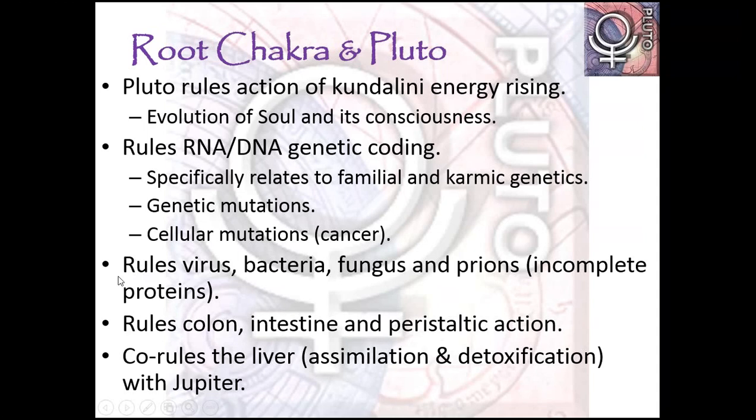Pluto, rulership of all virus, bacteria, fungus, and prions. Prions are those incomplete proteins, and this is also coming from my world of energetic balancing. The most common prions we know are mad cow disease, scrapie in sheep, and chronic wasting disease. We know it in the animals, and this is where prions accumulate in the brains of these animals, and they kind of go bonkers. Remind you of Alzheimer's, anyone?